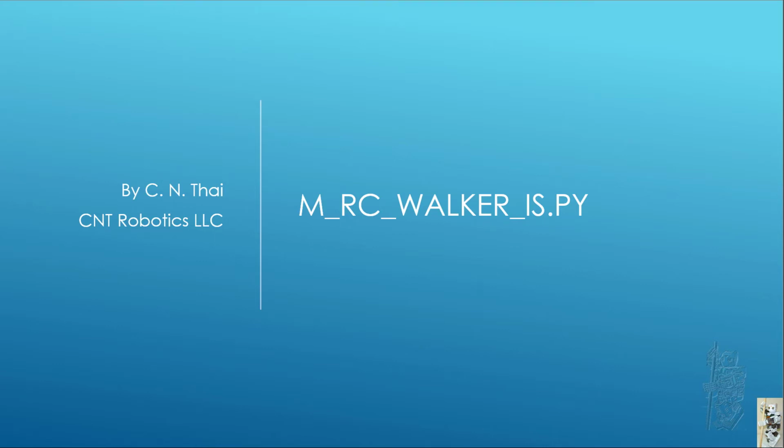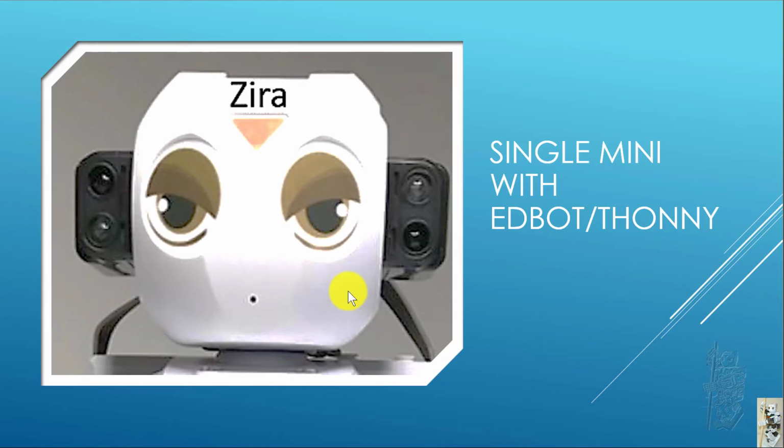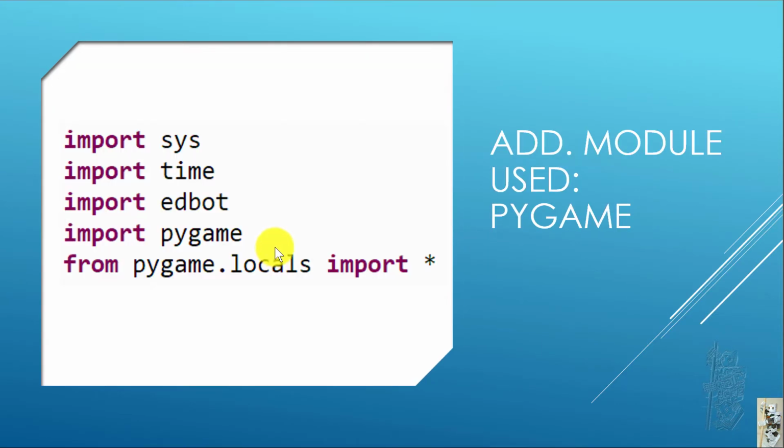Hello everyone, this is the demonstration phase of the RC Walker IS example code. IS stands for Independent Servo Control, essentially independent servo control during motion play. So we use a single mini, Zero, and Python. We'll be using Pygame to do some graphics and to capture some of the keyboard pushes.